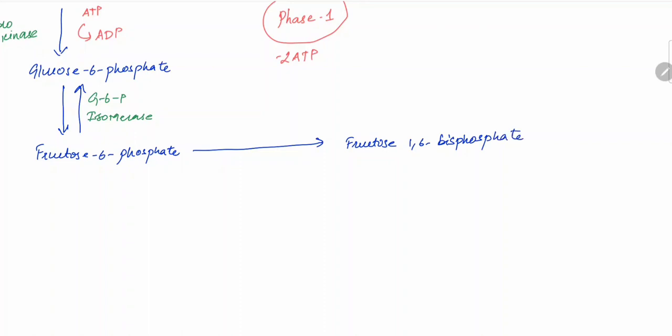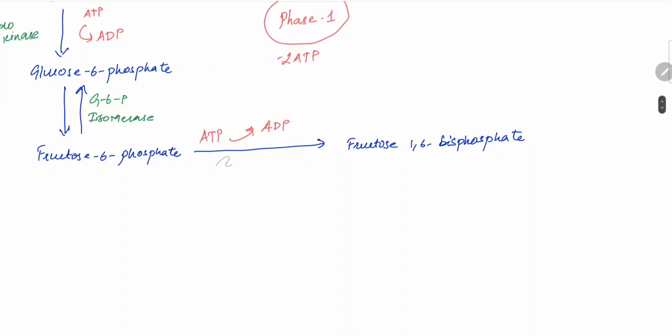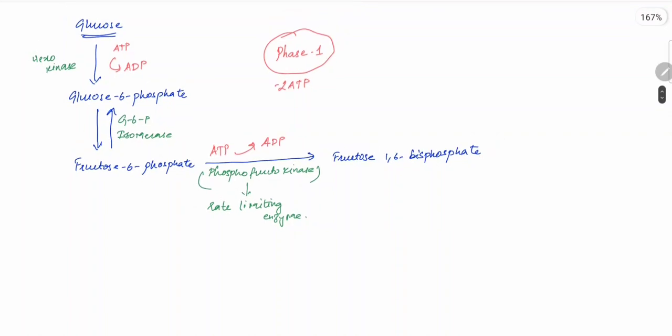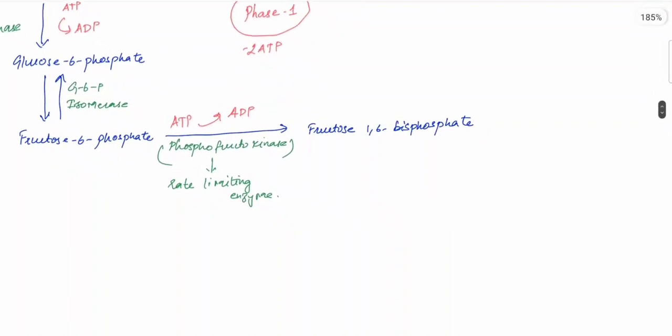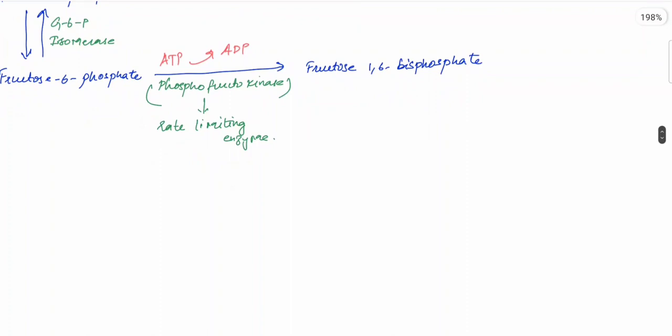where again ATP is converted into ADP, in the presence of an enzyme called phosphofructokinase. This enzyme is called the rate limiting enzyme in this reaction. Right. So this is phase 1, where 2 ATP molecules are used up to form ADP. So the energy is used up in phase 1.